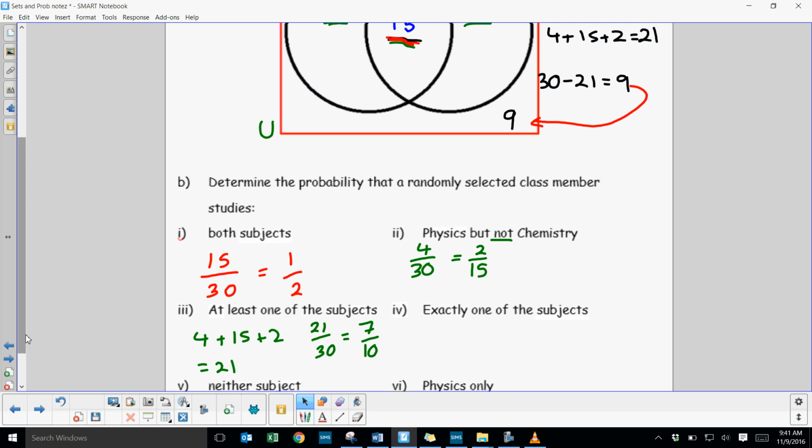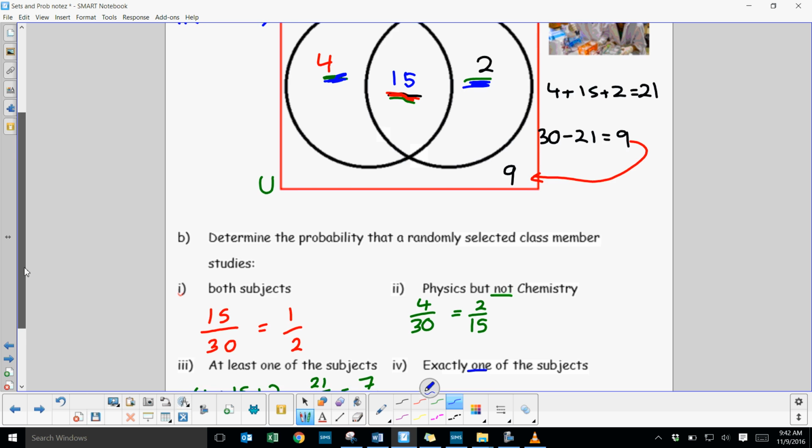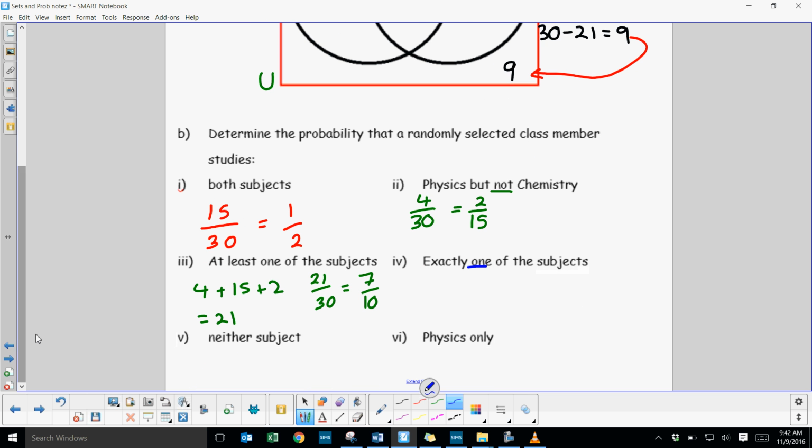Exactly one of the subjects. So exactly one of the subjects, it's kind of referring to either the 4 or the 2, like the little crescents. So it can't be both, so you can't include the 15. So just add 4 and 2, because that's how many study exactly one of the subjects. So 4 plus 2 equals 6. So the probability is 6 over 30. And the top and bottom divides by 6, so that becomes 1/5. And you simplify that probability.